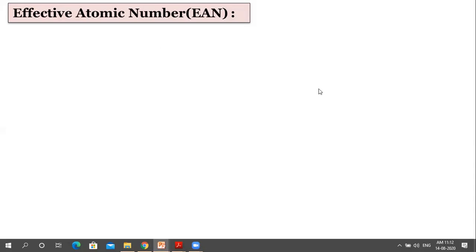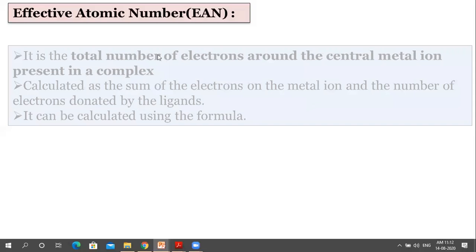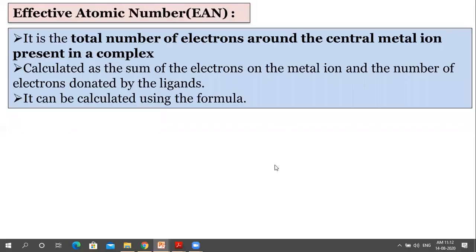So what is this EAN? I will explain. It is nothing but the total number of electrons, remember. I think in 2017 or 18, one MCQ was asked for the board exam: EAN indicates what? It is nothing but the total number of electrons. Effective atomic number is the total number of electrons present around the central metal atom or ion in the complex.